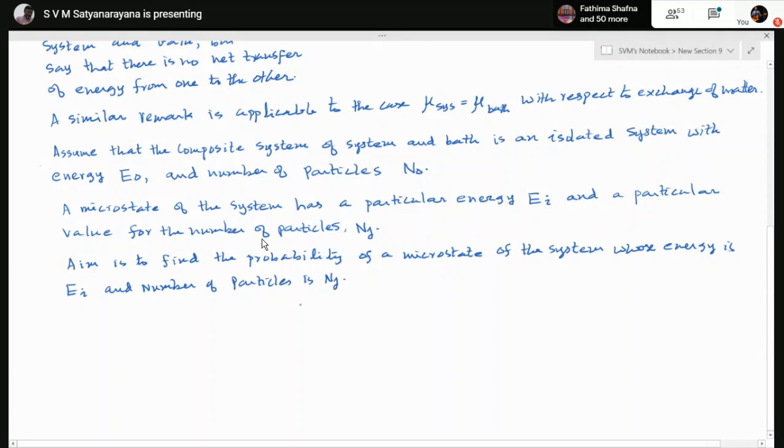Just like in the closed system, our aim was to find the probability of a microstate of the system whose energy is Ei. There the number of particles was fixed, but here since that also can vary, we would like to ask this question. Now, let me not repeat that argument, but I hope you will be able to understand if I write: P of Ei, comma Nj, is proportional to the number of microstates of the bath corresponding to an energy given by E0 minus Ei and the number of particles given by N0 minus Nj.